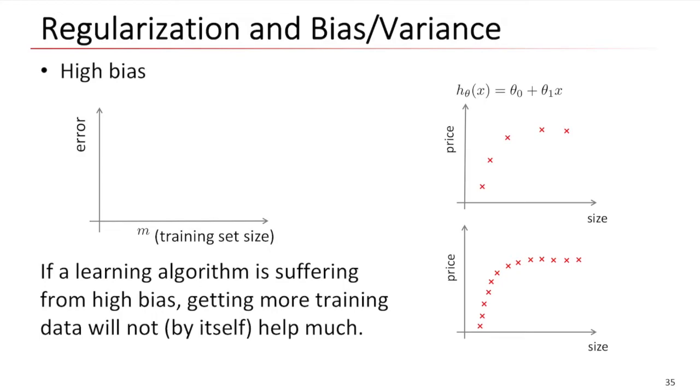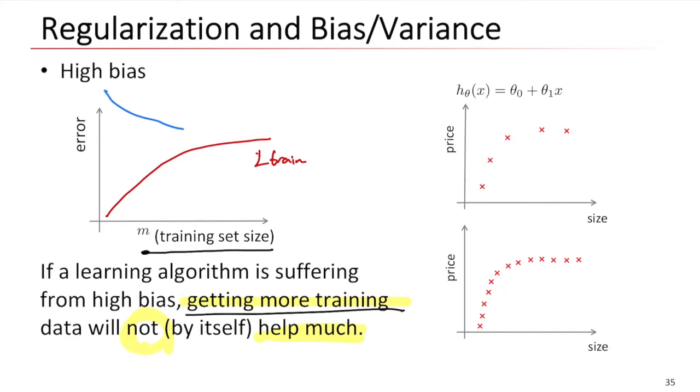If a learning algorithm is suffering from high bias, getting more training data will not help much. What does it mean? As we vary the training set size, the training error will look like this, but the model has a high bias. The test error or the cross validation error will look like this.